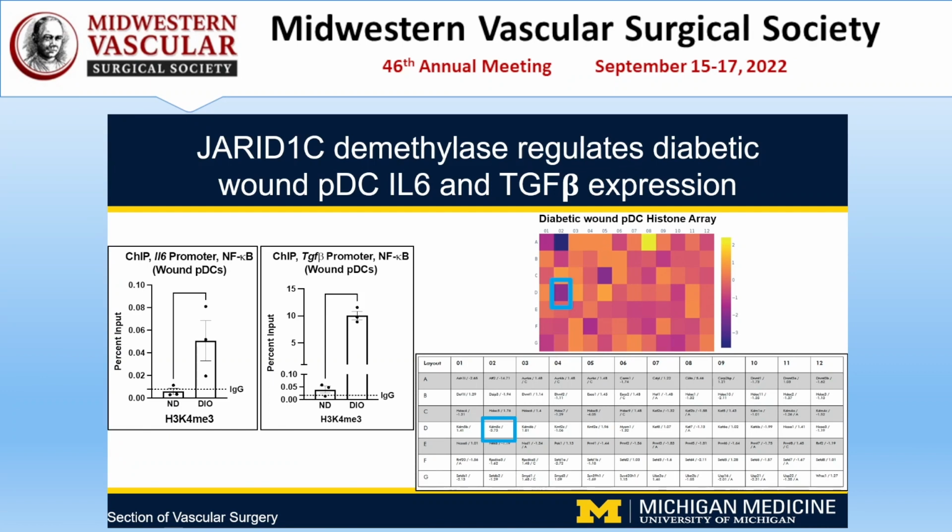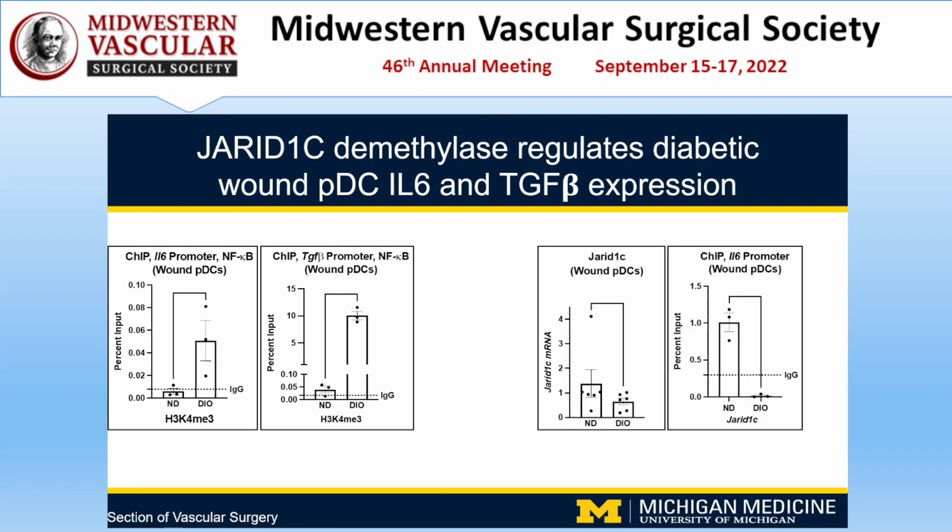And so to get at that, we performed what's called a histone array to figure out what enzyme is responsible for this. And what we determined, and I acknowledge that this is difficult to see, is that JARID1C, or lysine demethylase 5C, was actually diminished or decreased in the diabetic state. And indeed, when we looked at the mRNA levels of this, we saw that same trend, and we saw that same trend at the chromatin level as well. JARID1C in diabetes is really low.